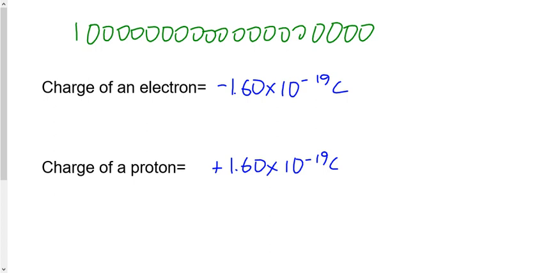Now, charge would be a scalar. When we talk about positive or negative, we're not talking about a direction here. You know, it's not 1.6 to the left or 1.6 to the right. We're talking about a type of charge, a negative charge versus the other type of charge, which is positive charge.